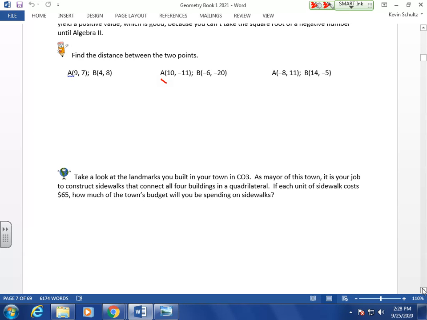I'm going to label that x1, y1. And negative 6, negative 20, x2, y2. And use the distance formula, okay? And here we see a situation where we do indeed subtract a negative number, right? x1 minus x2. x1 is 10. The subtraction sign's got to be there because it's part of the formula. And then our value for x2 is negative 6.